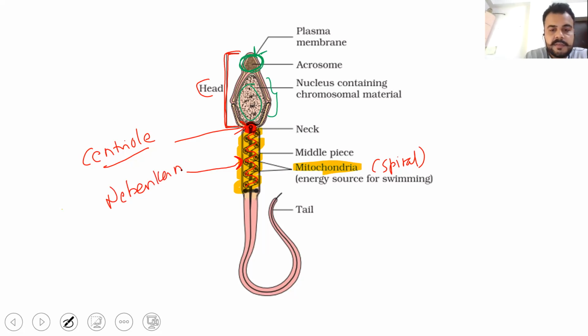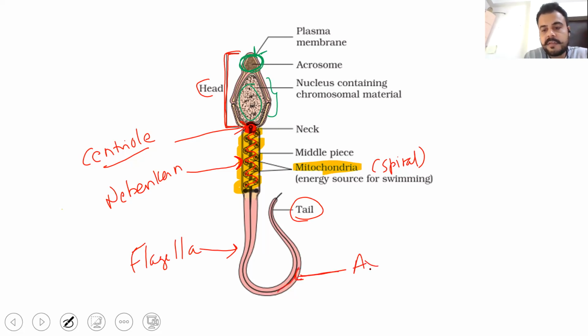This is made up of flagella, what we call the tail part. And this central filament, this black line which you see, is termed as axial filament. So the neck has only the centriole, and the middle piece is what we call the middle.